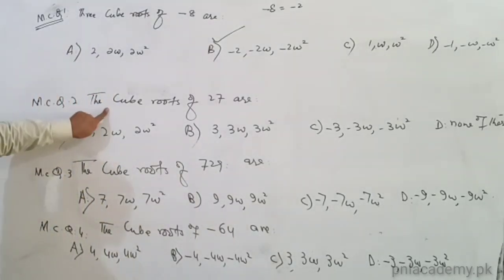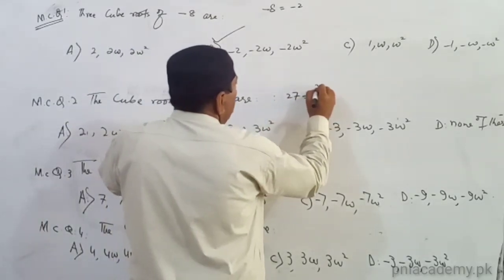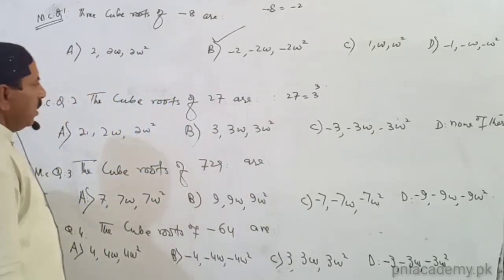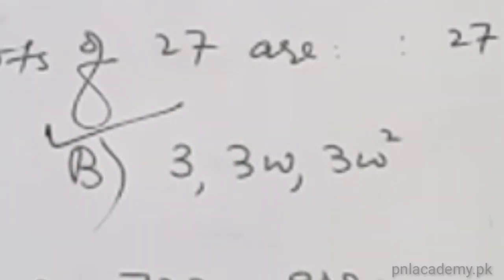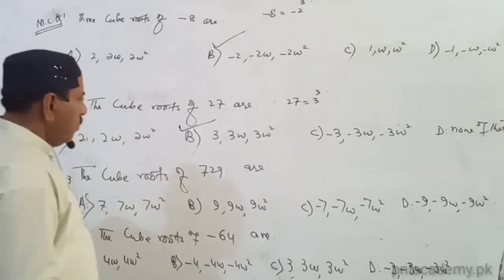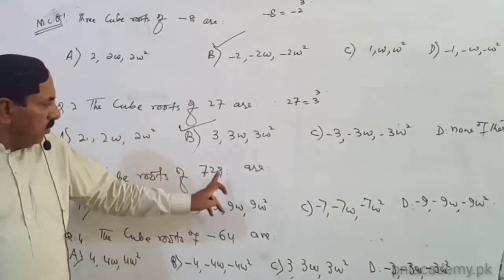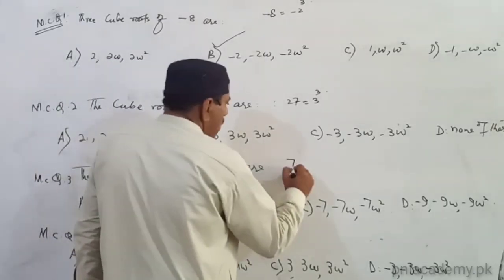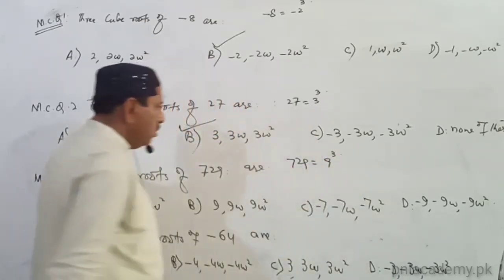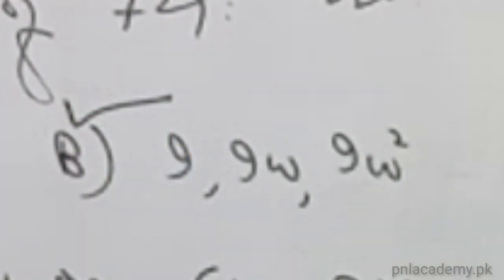Here the cube roots of 27. You can say that 27 is equal to 3 power 3. So the roots will be 3, 3 omega, 3 omega square. This one should be the correct option. Now the cube roots of 729. First of all, you have to make the decision: what is the cube root of 729? You can say that 729 is equal to 9 cube. So the roots will be 9, 9 omega, 9 omega square. This will be the correct answer.